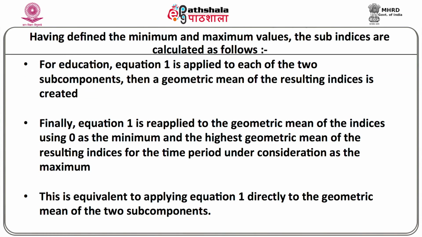For education, equation 1 is applied to each of the two subcomponents. Then a geometric mean of the resulting indices is created, and finally equation 1 is reapplied to the geometric mean of the indices using 0 as the minimum and the highest geometric mean of the resulting indices for the time period under consideration as the maximum. This is equivalent to applying equation 1 directly to the geometric mean of the two subcomponents.